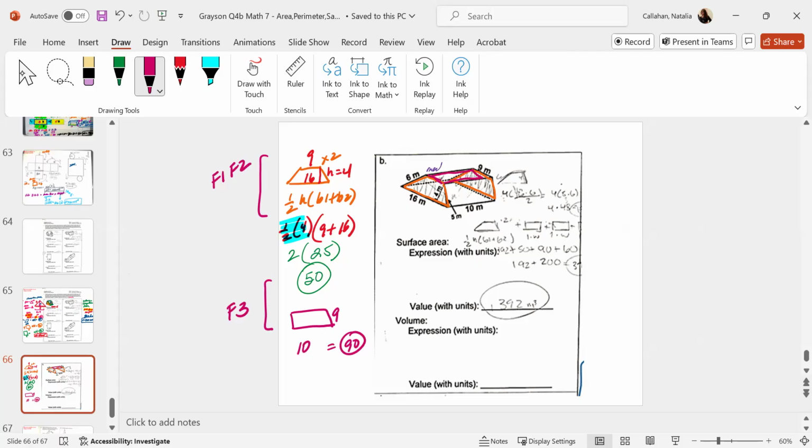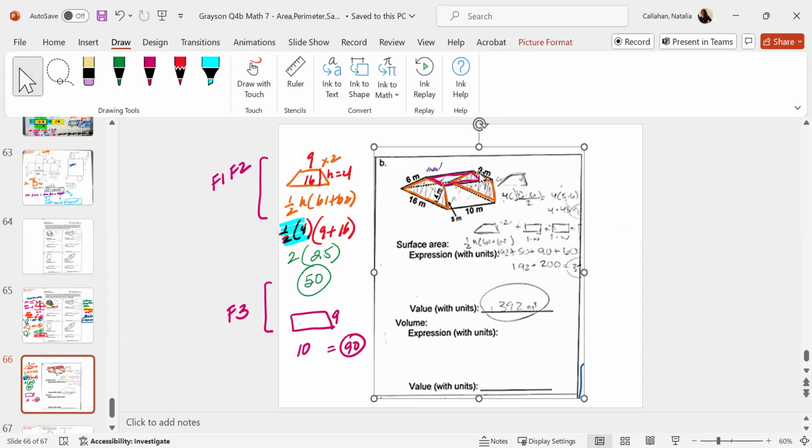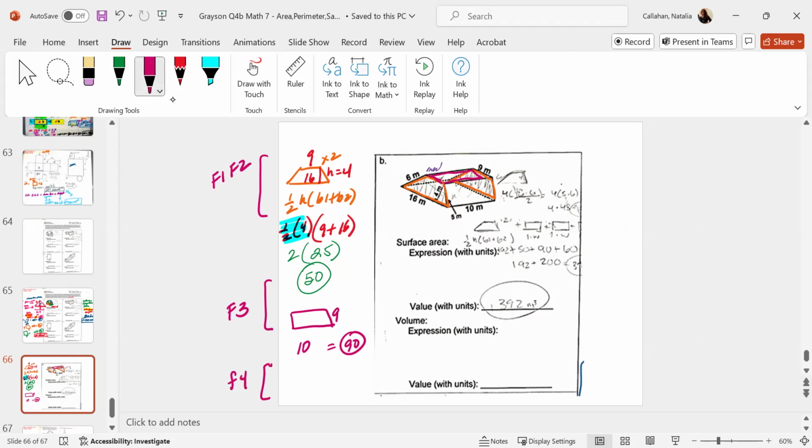Look up. Do you not understand this? I need 2 sides. What is this side right here? What is this side right here? That's it. You look like you're completely confused. I don't understand what you're confused about.